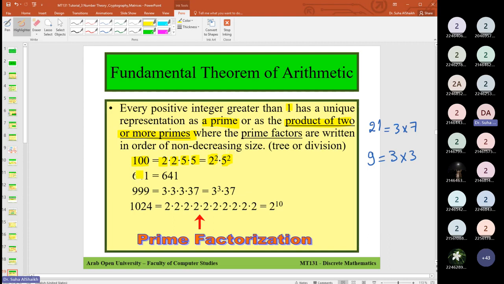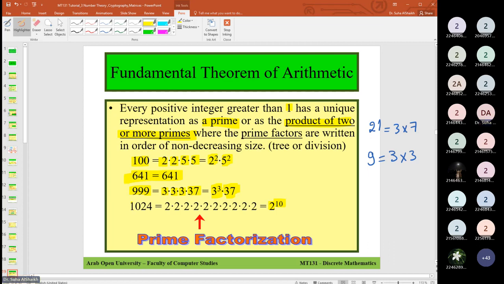641 is a prime, so it is just written as 641. And 999 is written as 3 times 3 times 3 times 37, which is 3 to the power 3 multiplied with 37. 37 is a prime. And 1024 is 2 ten times, so it is 2 to the power 10.